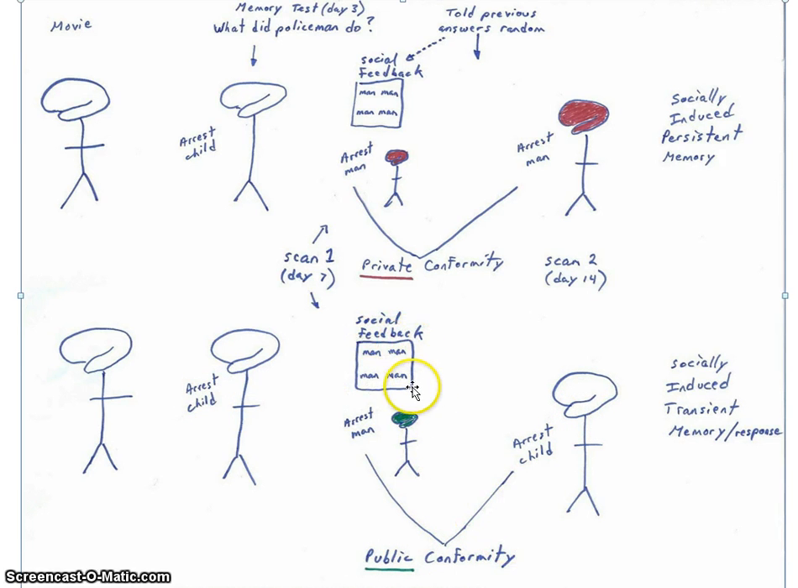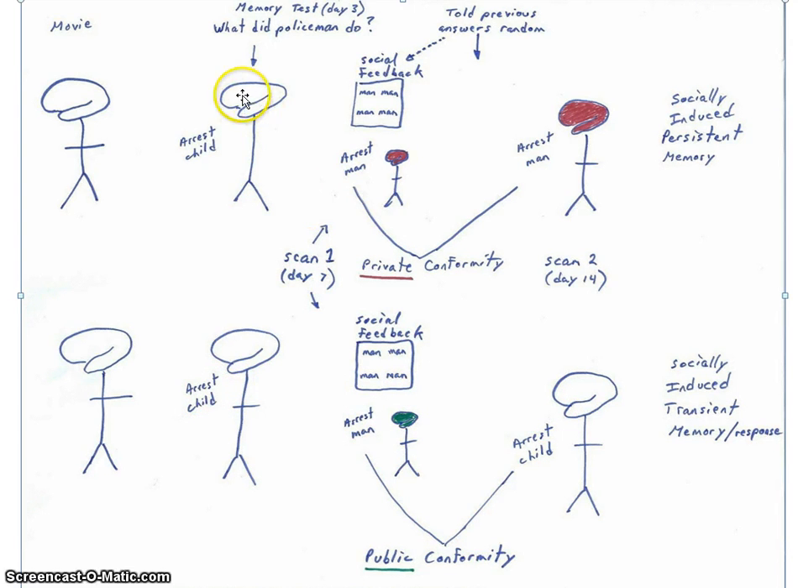So this social feedback did not change the inner memory for the experience, for the movie. They always thought it was the child, but they'll go ahead and say man under this social pressure. Then later, when told that this was random feedback, they will say, oh yes, I knew it all along, it's the child that was arrested. They call that a socially induced transient memory, and we might think of it as just a transient response conforming to social pressure. It's transient because they switch back to what they originally thought about the movie.